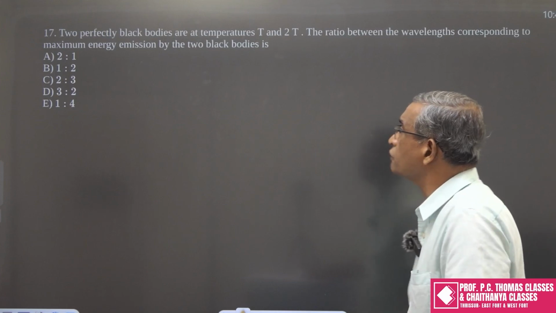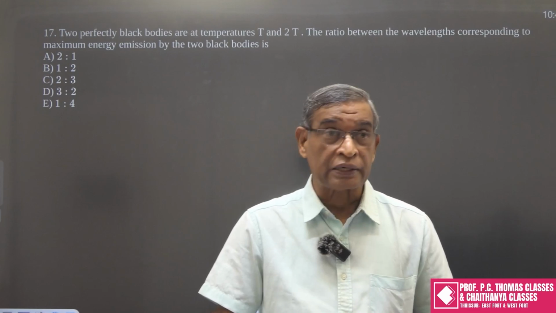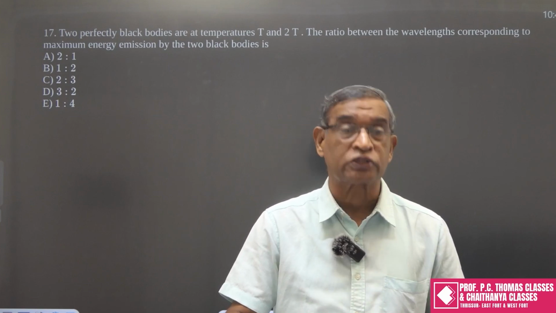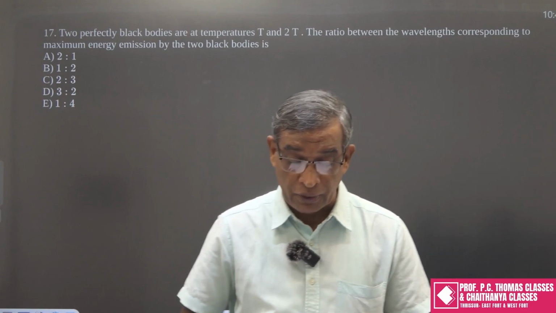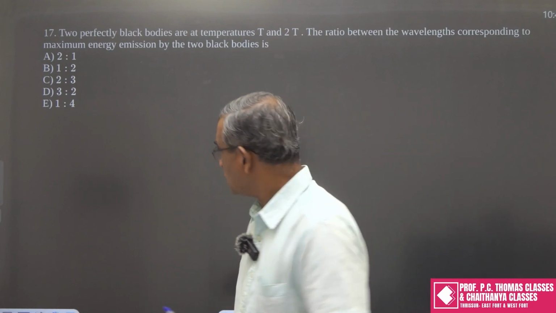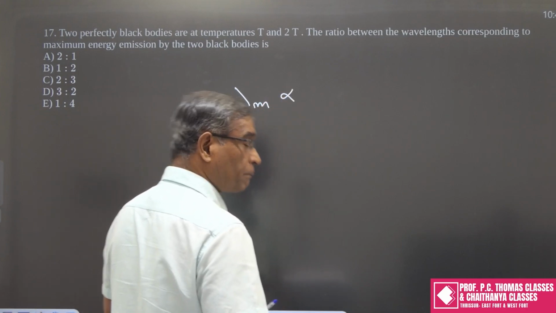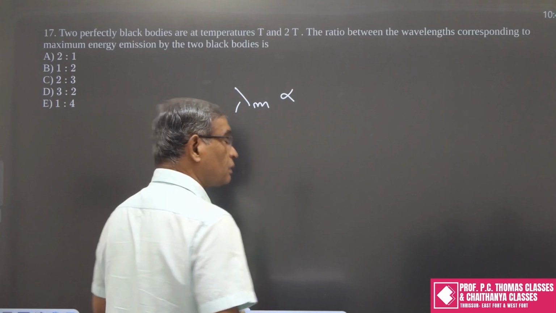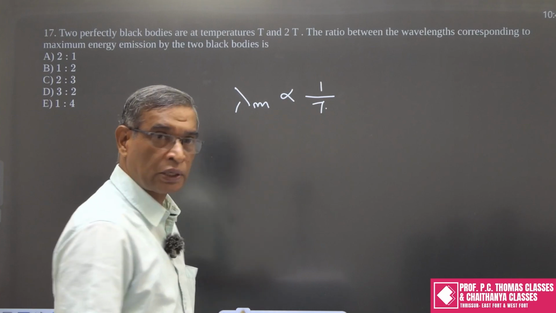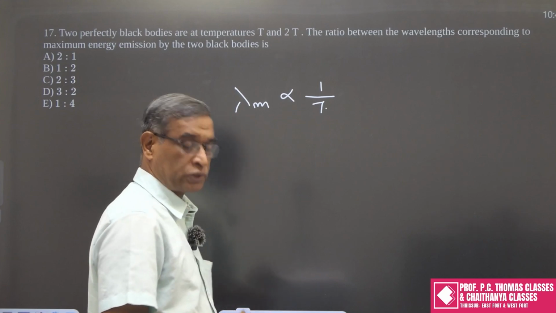Go to our next question, 34. Two perfectly black bodies are at temperature T and 2T. Find the ratio between the wavelengths corresponding to maximum energy emission. That idea comes from Wien displacement law. It says that the maximum wavelength emitted by a black body, lambda m, depends on its absolute temperature by the relation lambda m proportional to 1 by T, or lambda m into T is a constant.